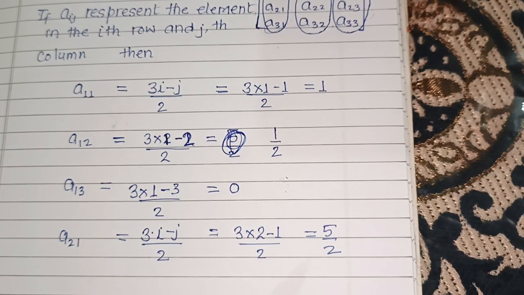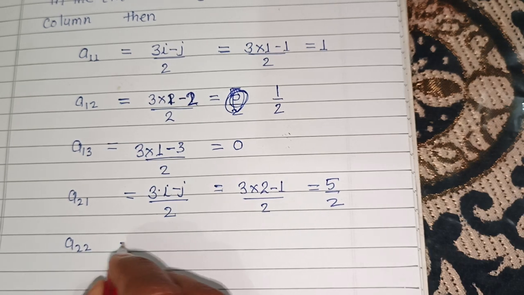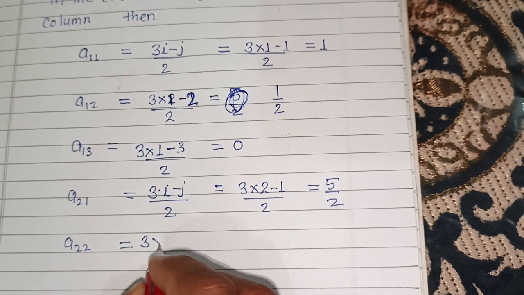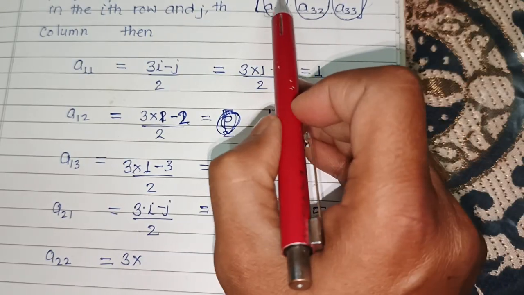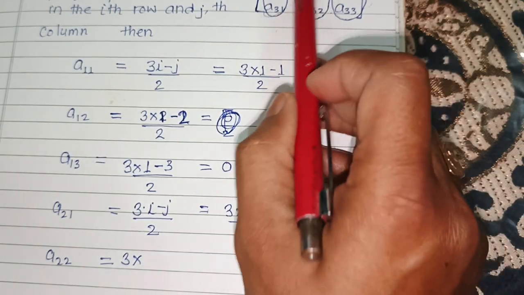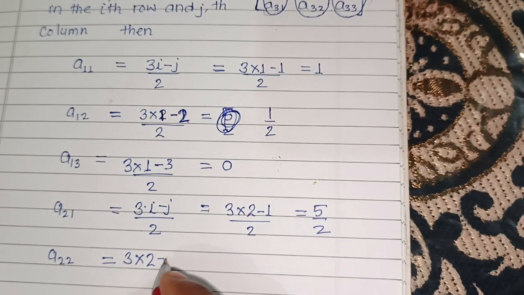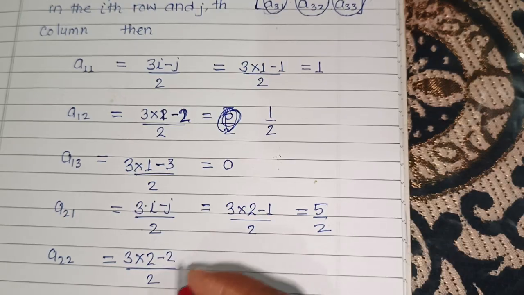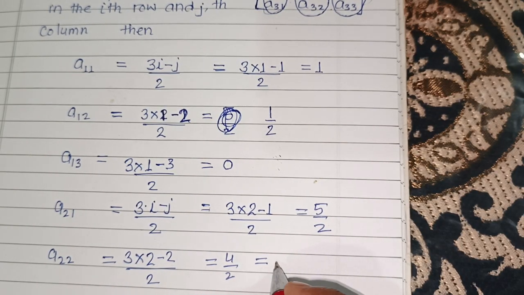Okay, now we will find A22. You can see here is row second, and column is also second. So we can put i is equal to 2 and j equal to 2 upon 2. That is 4/2. That is 2.